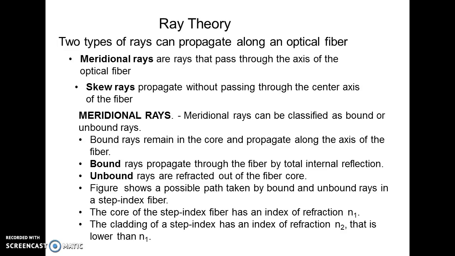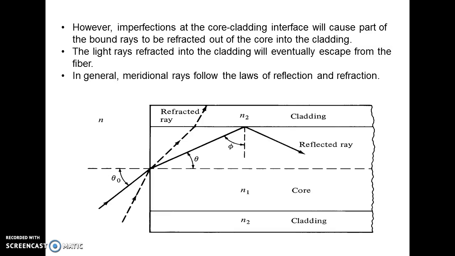The core has a refractive index of n1. However, imperfections at the core-cladding interface will cause part of the rays to be refracted out of the core into the cladding. The light rays refracted into the cladding will eventually escape from the fiber. In general, the rays follow the law of reflection and refraction.